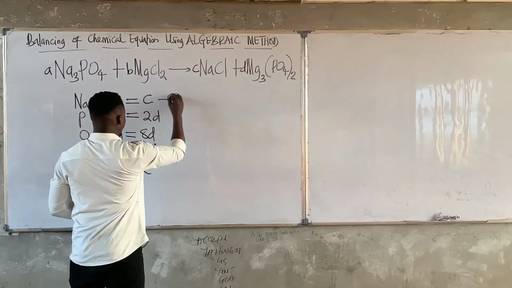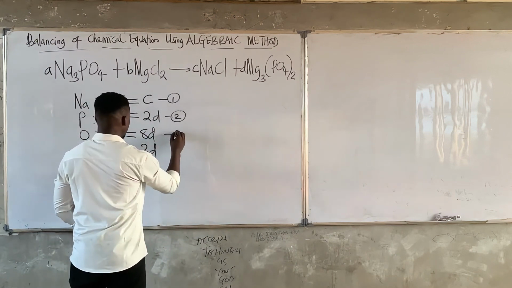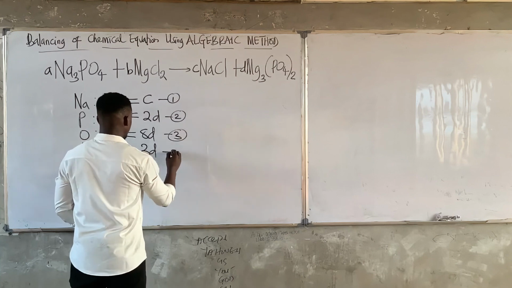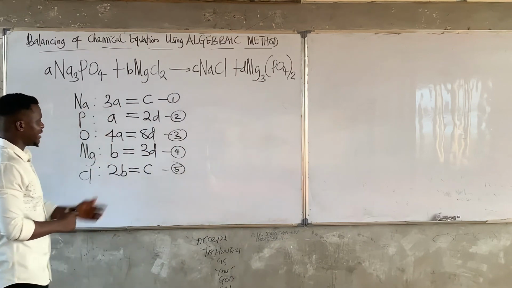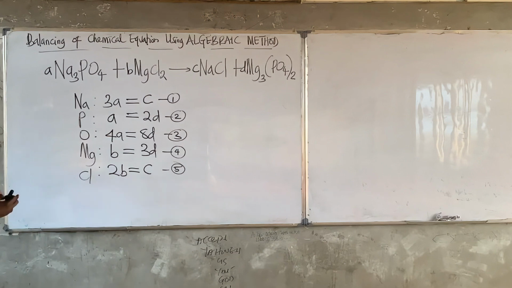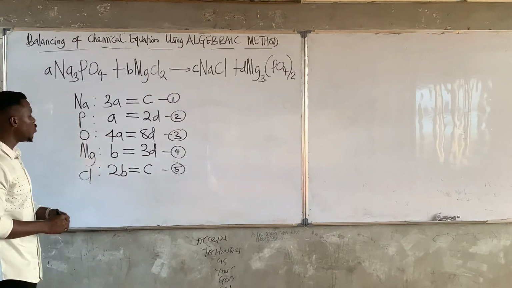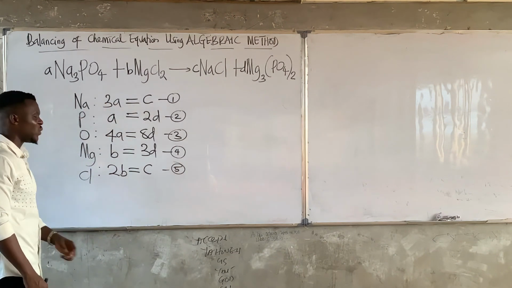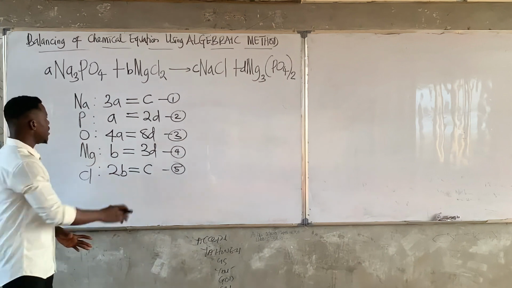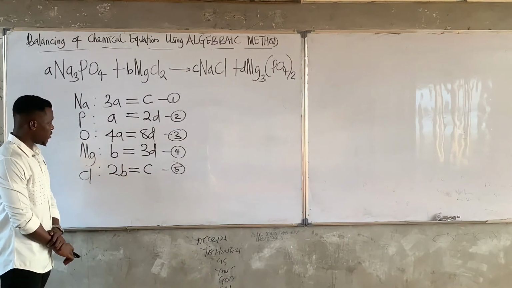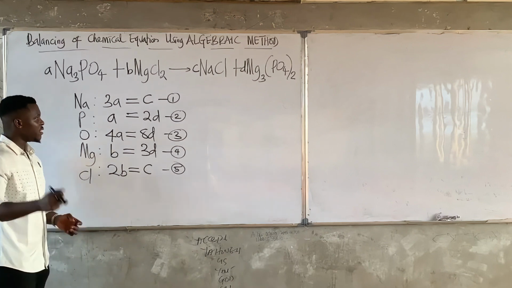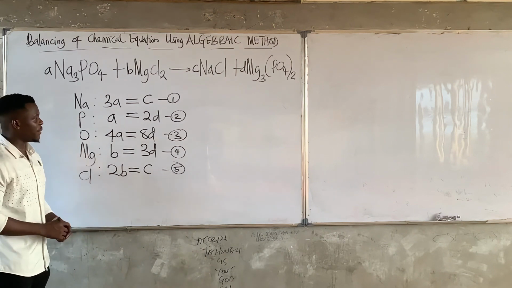So this is equation 1, this is equation 2, this is equation 3, this is equation 4, and this is equation 5. Now, the next thing we are going to do is to look for one of the coefficients to assign a value of 1. Remember, any one of the coefficients can be assigned a value of 1. Now, let's see which one I'm going to make use of here.